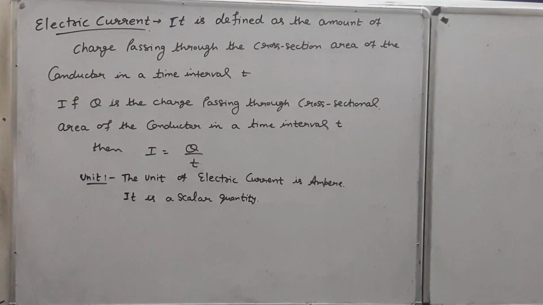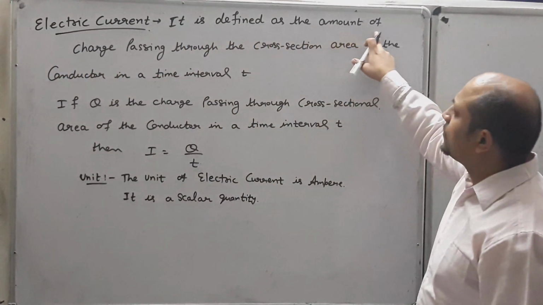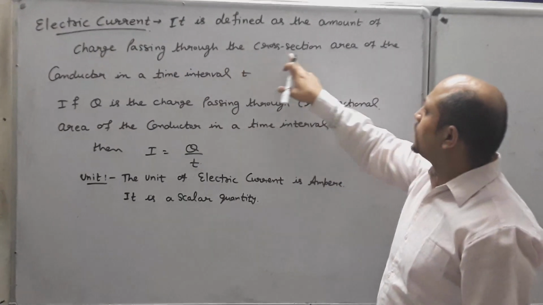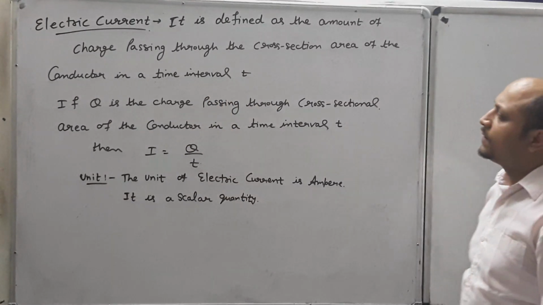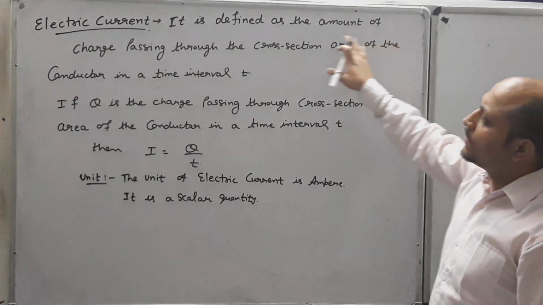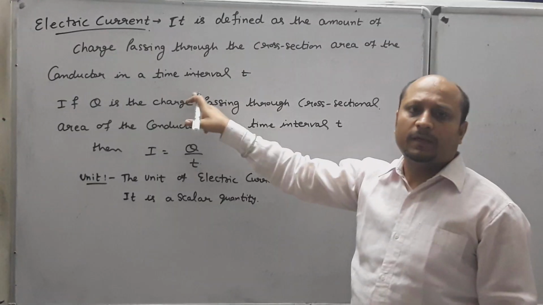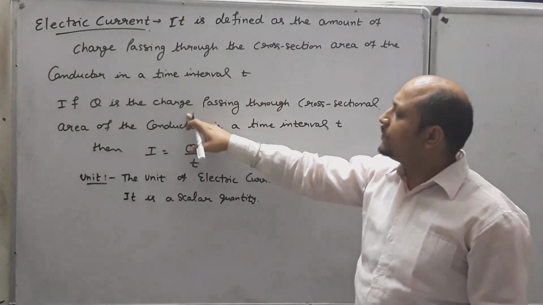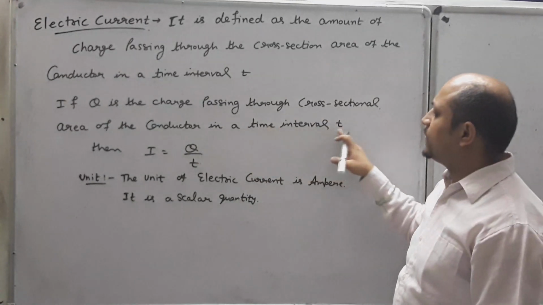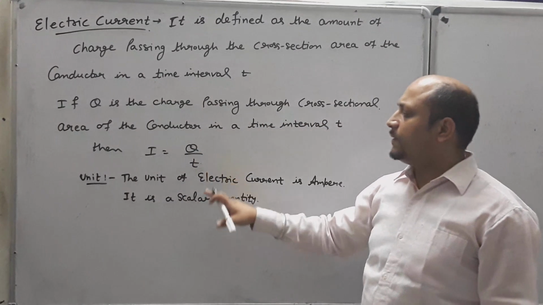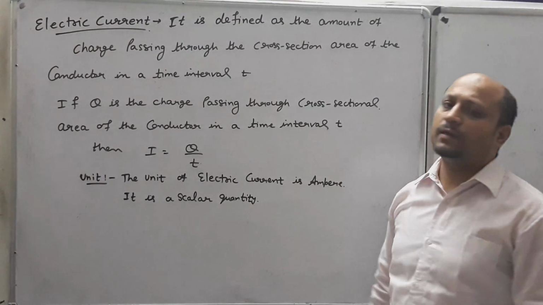Now, what is electric current? I am again repeating. It is defined as the amount of charge passing through the cross sectional area of the conductor in a time interval T. If Q is the amount of charge passing through the cross section area of the conductor in a time interval T, then I is equal to Q by T. The unit of electric current is ampere, and it is a scalar quantity.